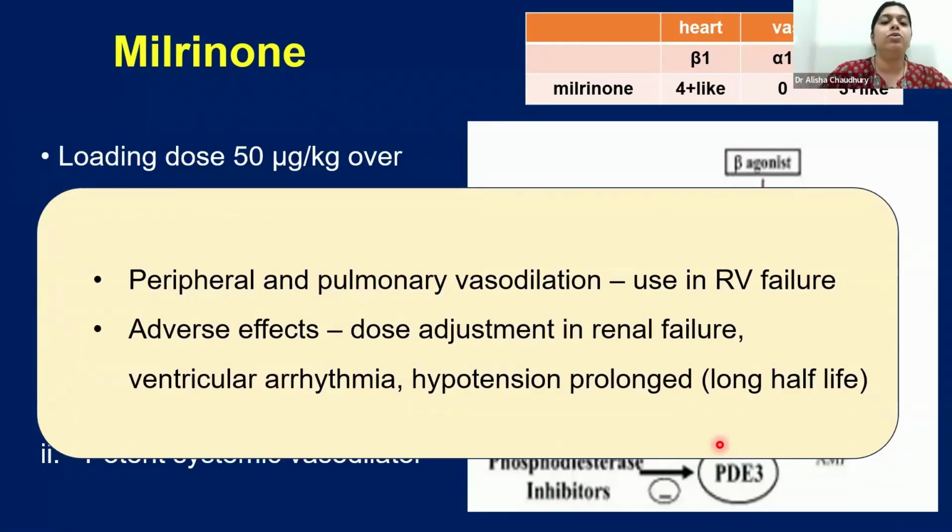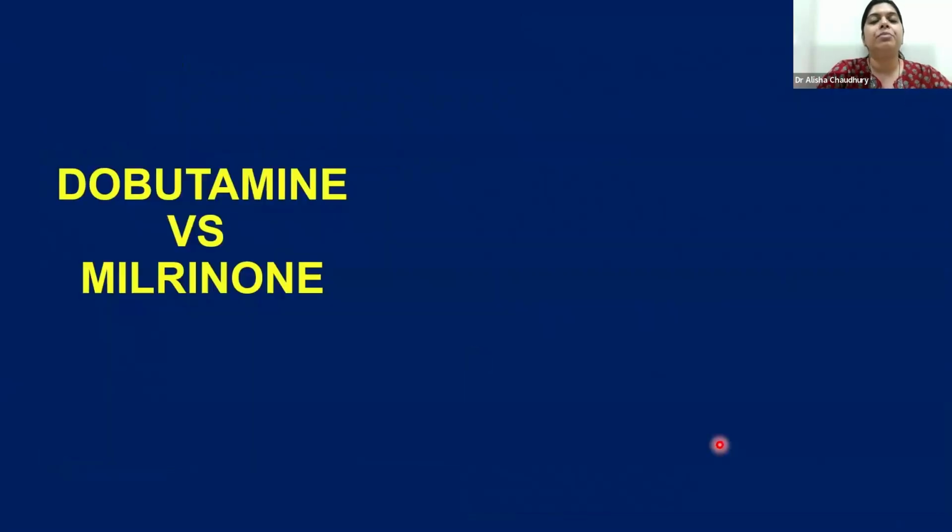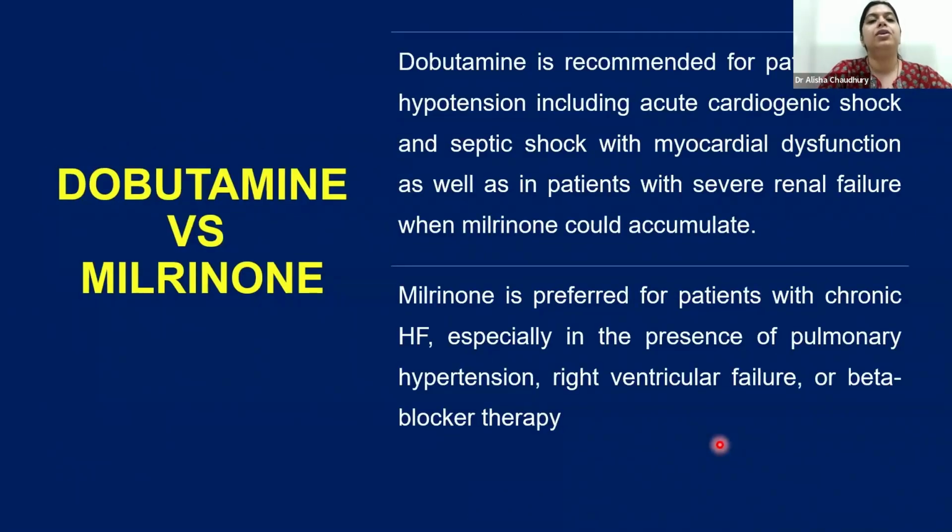The problem with milrinone is you need to adjust doses in renal failure. It can lead to arrhythmias. And the problem which dobutamine doesn't have is the long half-life. So, even if you stop milrinone, the hypotension due to milrinone can last for a very long time. So if you ask me, dobutamine plus milrinone, probably in acute situations, dobutamine can be better, where you have septic shock with myocardial dysfunction or cardiogenic shock. Milrinone probably in chronic heart failure cases, especially where we have high pulmonary pressures or right ventricular failure. In those cases, you can prefer milrinone.